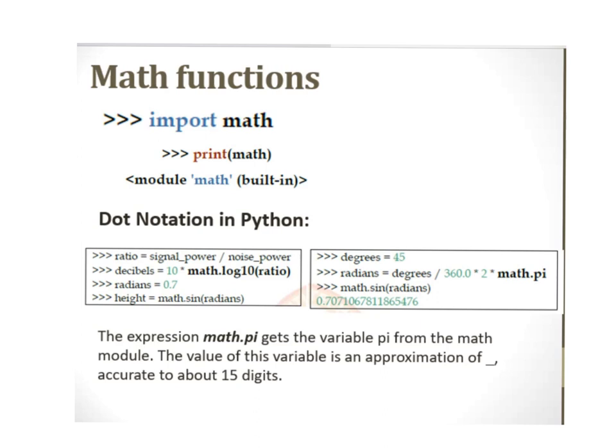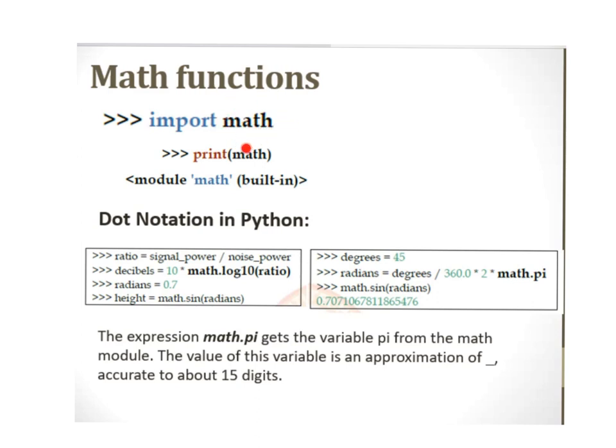Suppose I want to use a couple of math symbols like logarithm to the base 10, the pi value, and so on. So you have to import a module called math. Once you import math, math dot pi gets the variable pi from the math module. This is the entire module.